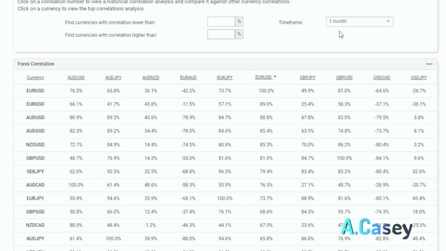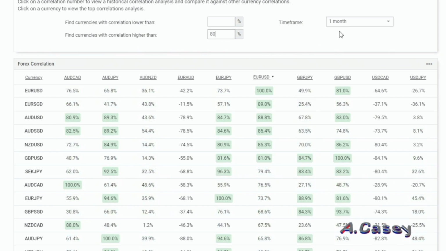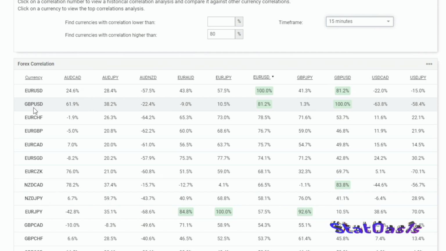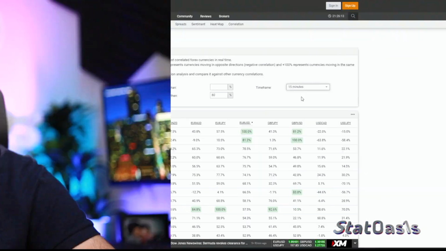And let's see, so find currencies with correlation lower than or higher than. If I find currency correlation higher than 80, that means this is highly correlated. So we can see that the Euro USD is highly correlated with Euro Singapore dollar, Aussie dollar, Singapore dollar. Now this is over the past month. If I switch this to 15 minutes, we can see it changed a lot. Now I only have one currency pair, which is the British Pound USD, that is highly correlated with the Euro USD. So you can use this data as a filter to your strategy.